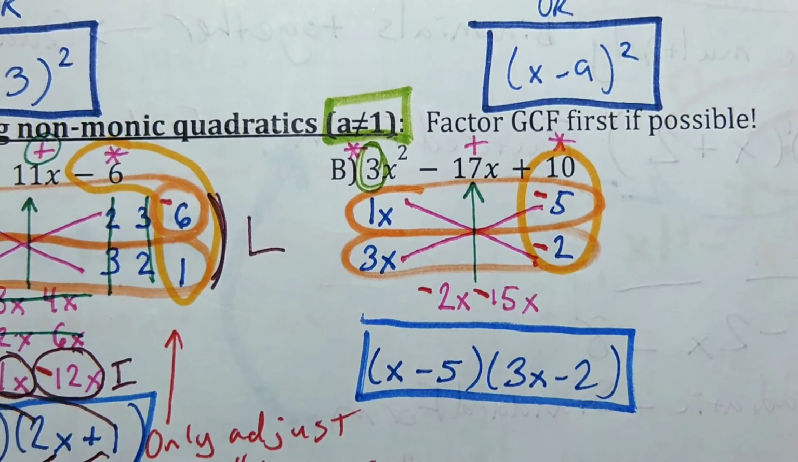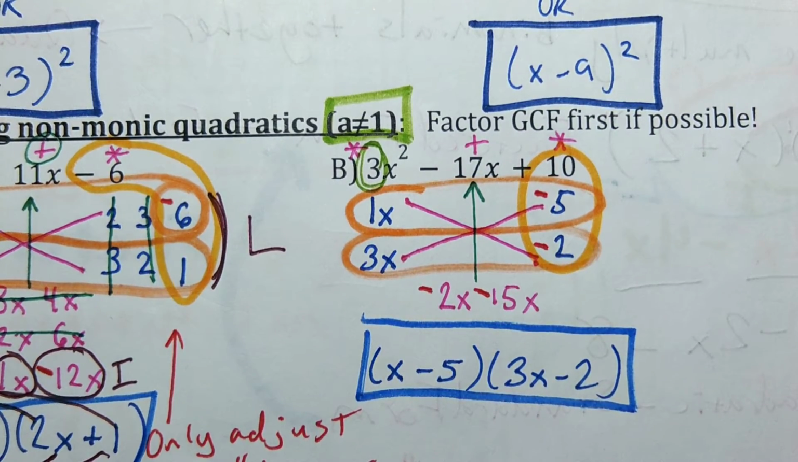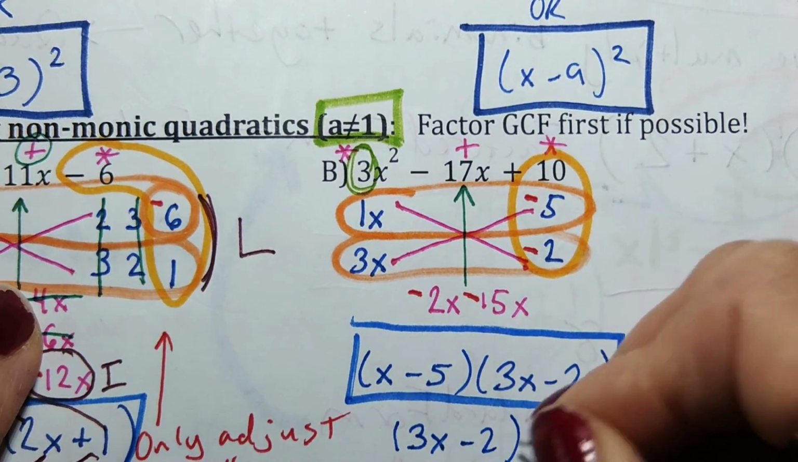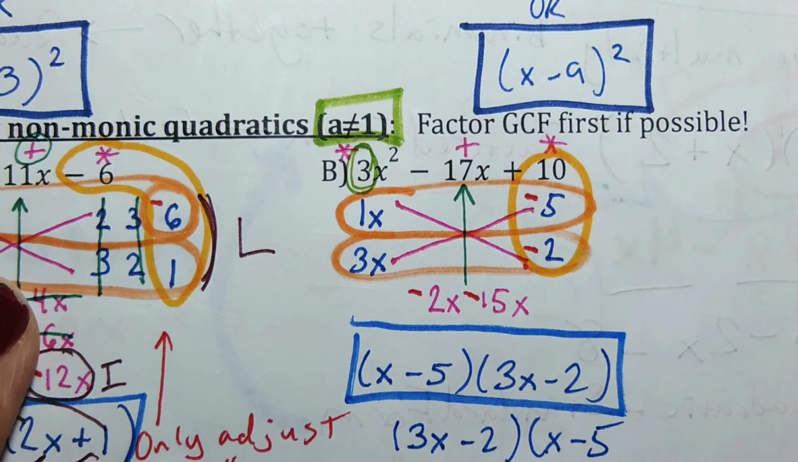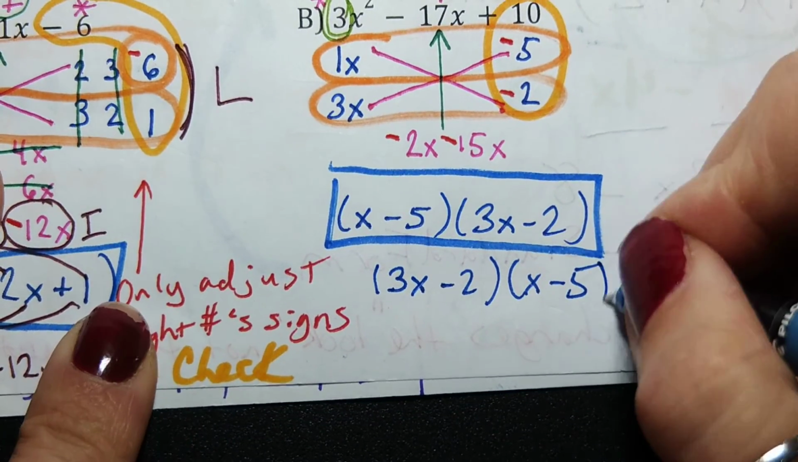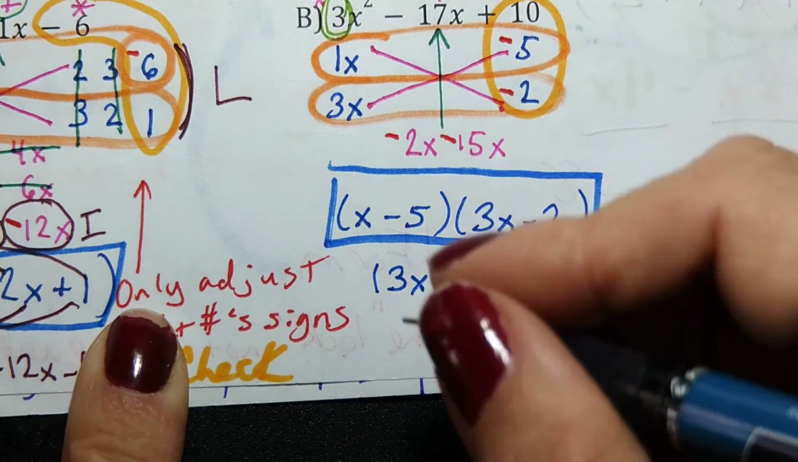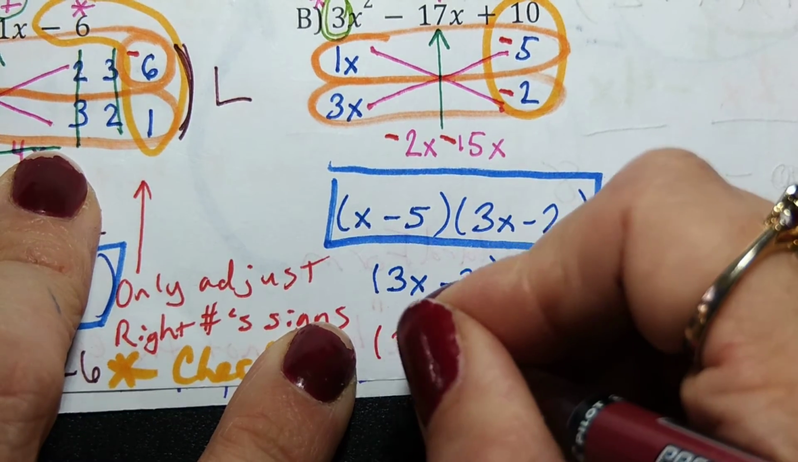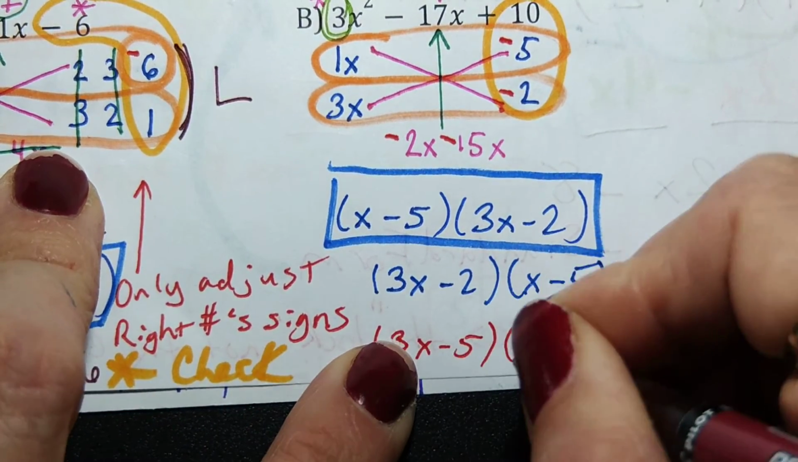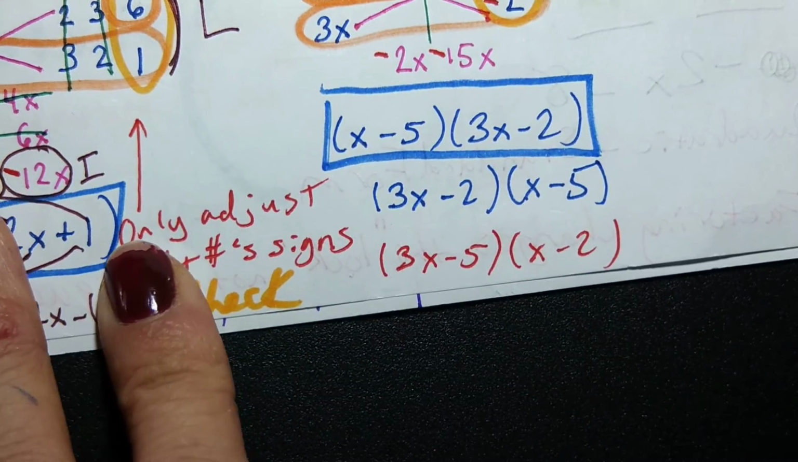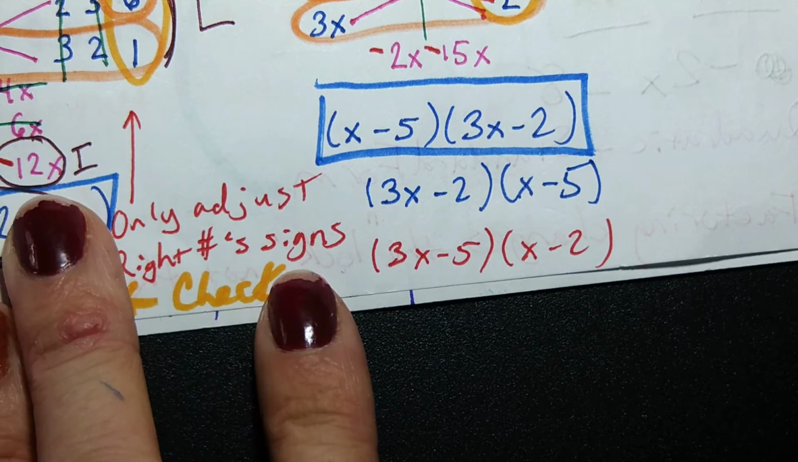And there's our factored form. Now, what if I had 3x minus 2 and x minus 5? Is that the same factorization? Yes. What if I had 3x minus 5 and x minus 2? No. And if you're like, well, why wouldn't that work?